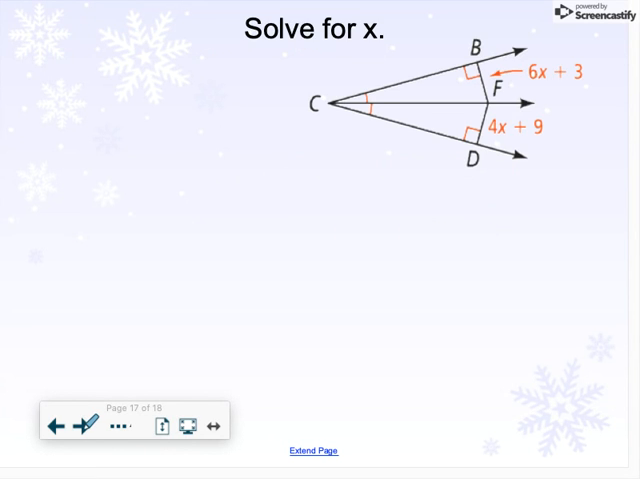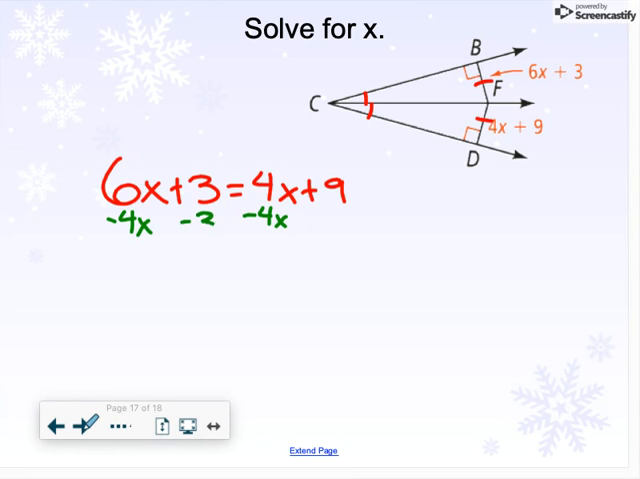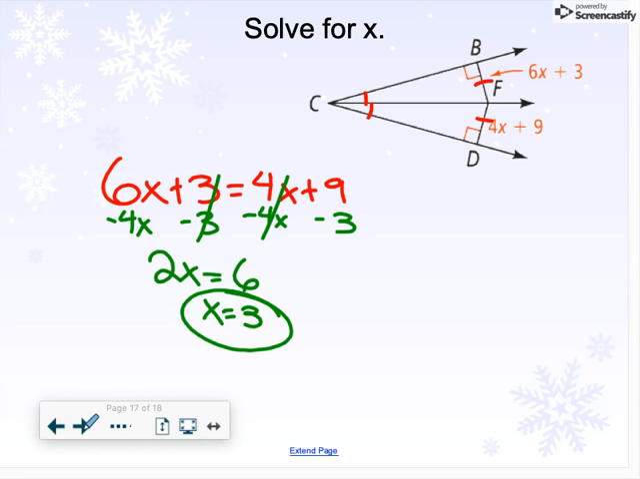Got one more problem here. Again, notice we are told that they are angle bisectors, so that helps us out. That tells us these need to be equidistant. So we take 6x plus 3 and set it equal to 4x plus 9. Now it turns into an algebra problem. We subtract 4x, we subtract 3. We are now left with 2x is equal to 6, or x is equal to 3.